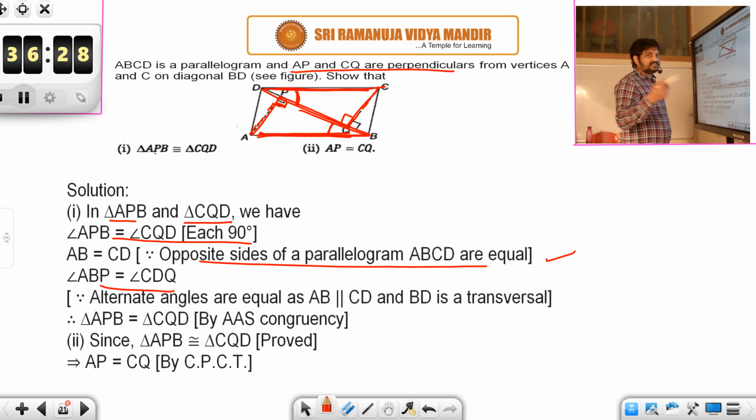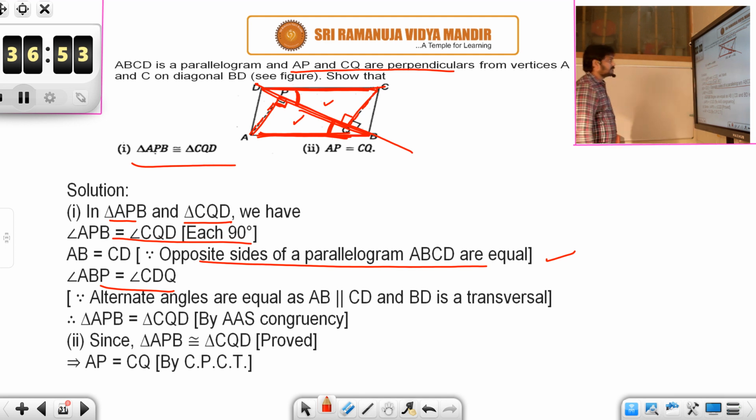So, you could reason it in two different ways. First of all, if you consider these two as parallel lines and BD as a transversal, these two will be alternate angles. That is one kind of reasoning. Or else you know that in a parallelogram opposite angles are equal and the diagonal bisects those angles, so even the half parts will be equal. So, these two angles are equal. Hence these two triangles are congruent to each other. So, the first part is done.